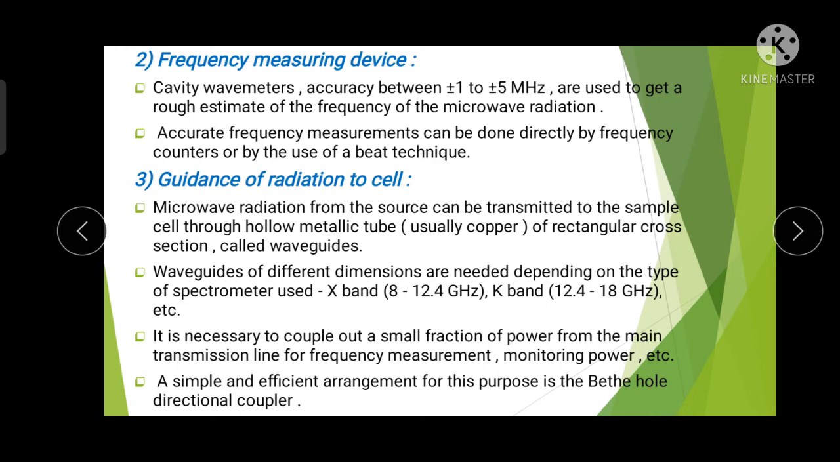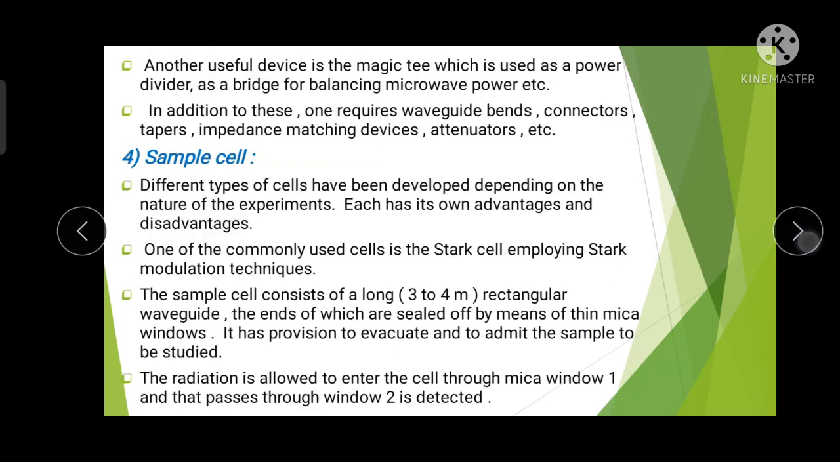That means in order to collect or couple the small fraction of power from the main transmission line for frequency measurement and monitoring power, we need a directional coupler, which is the Bethe-hole coupler. So here we can use the Bethe-hole directional coupler for that purpose. Another useful device is the Magic T, which is used as a power divider, as a bridge for balancing microwave power, etc.